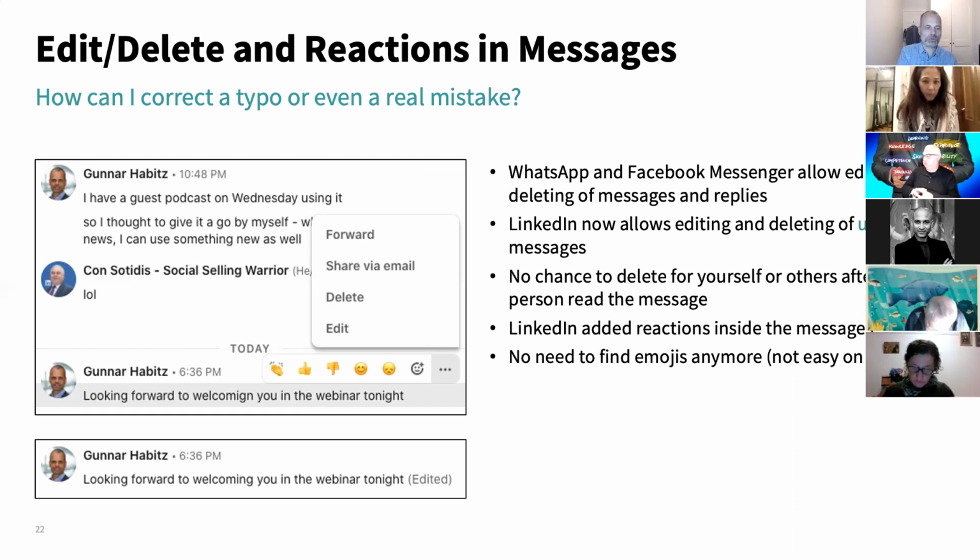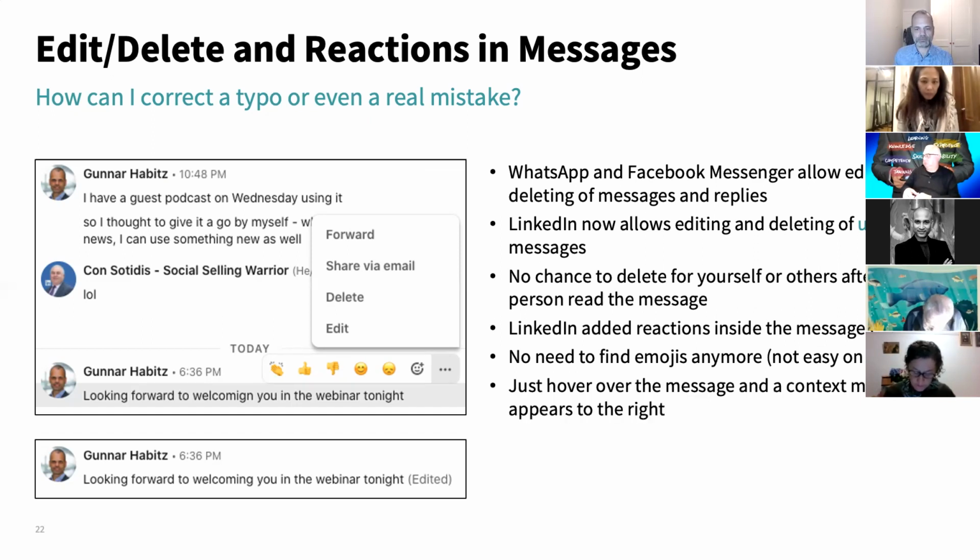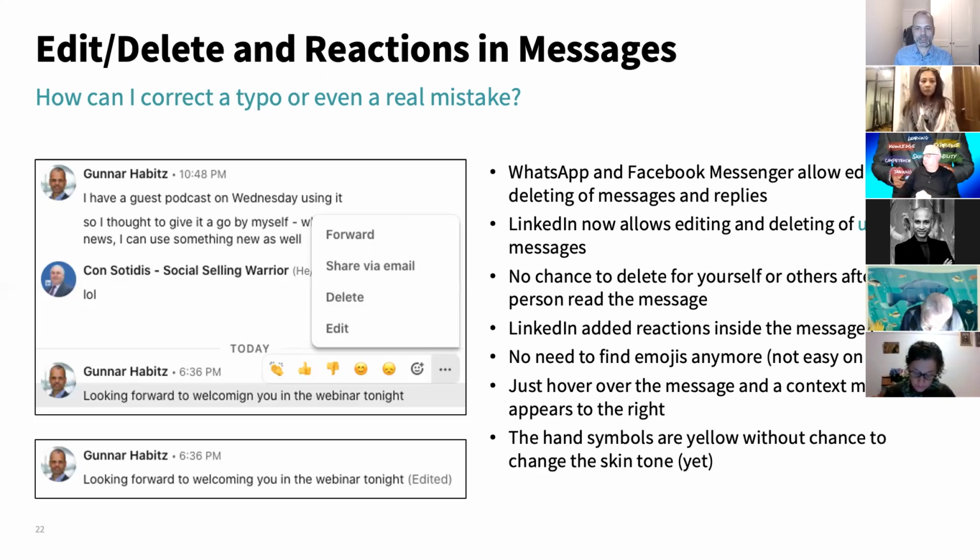You do not need to always look for emojis. The 5 top emojis are there, which is not always easy on a desktop anyway. So hover over the message, get the context menu, and then you have it done. You cannot change the skin tone here, but there is this black and white face. When you click on it, you get the full emoji keyboard. I think that's a good approach that at least we can also make a reaction very fast.